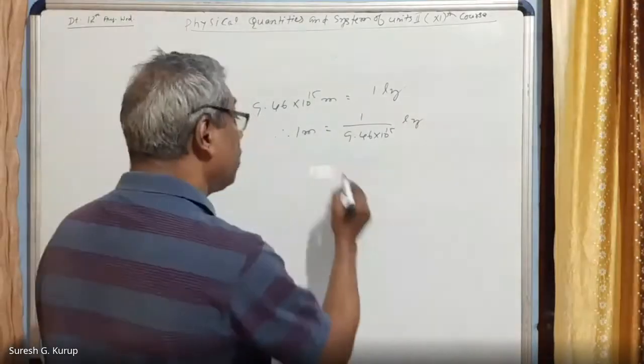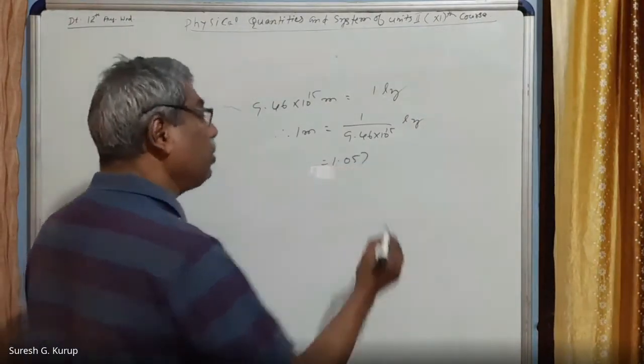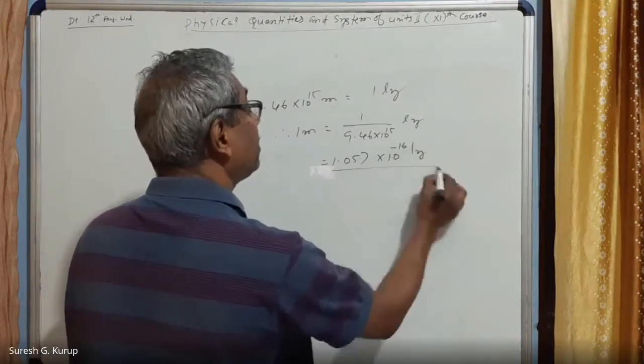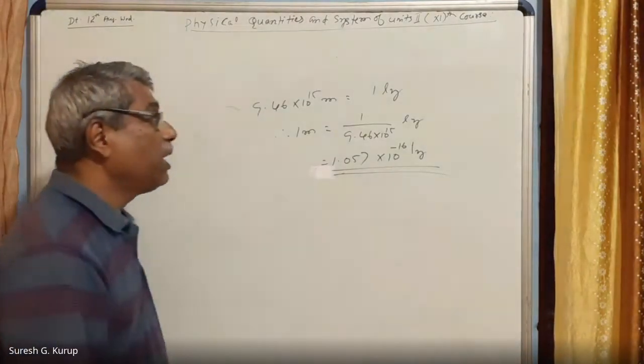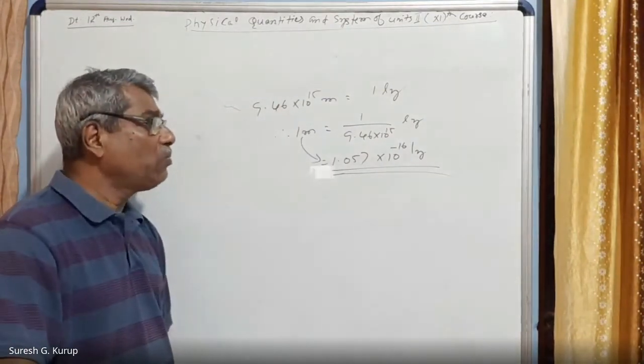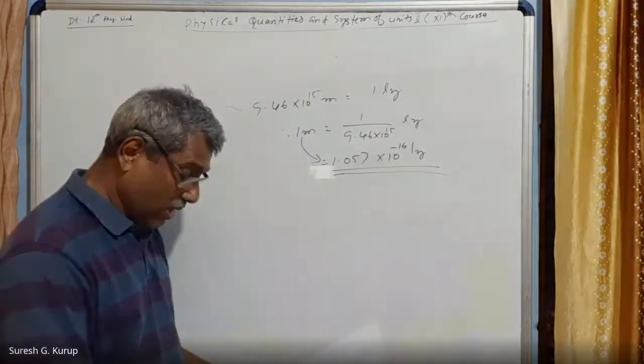This is equal to 1.057 into 10 raised to minus 16 light year. The relation is that 1 meter is equivalent to 1.057 into 10 raised to minus 16 light years.